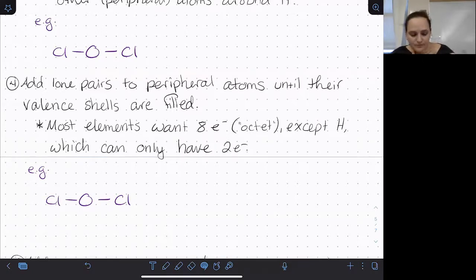So the next thing we're going to do is start adding lone pairs to our peripheral atoms, aka not the central atom, until their valence shells are completely full. A full valence shell for the vast majority of elements is considered to be 8 electrons, often referred to as an octet. You will often see this idea referred to as the Octet Rule.